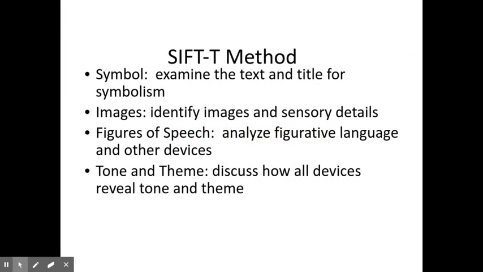So this is what you should have in your notebook. And again, pause the video if you need to do that. SIFT actually means symbol, which is examining the text and the title for symbolism. So what kind of symbols do you see in the poem? Images: identify the imagery and sensory details. What can you hear? What can you feel? What can you smell? The senses. Figures of speech, the figurative language. And then tone is the first T and theme is the second T. So we'll talk a little bit about the difference between tone and theme today.